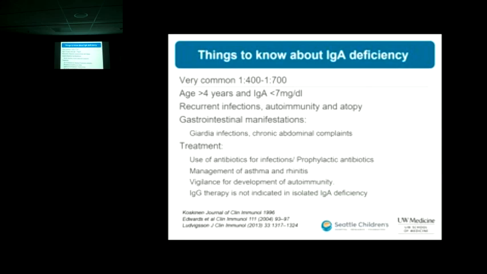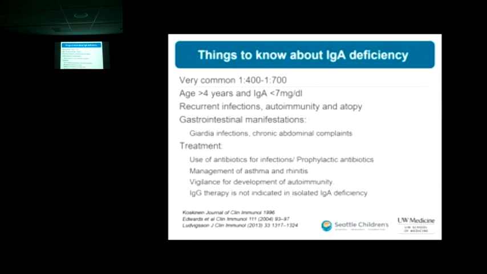If you look at blood bank donors and you look at the prevalence of IgA deficiency, depending on the population, this can be as frequent as 1 in 400 to 1 in 700 individuals. The definition of IgA deficiency requires that patients are greater than 4 years of age and have undetectable IgA. It's not an IgA below the normal value. It's undetectable. That is the definition for IgA deficiency.